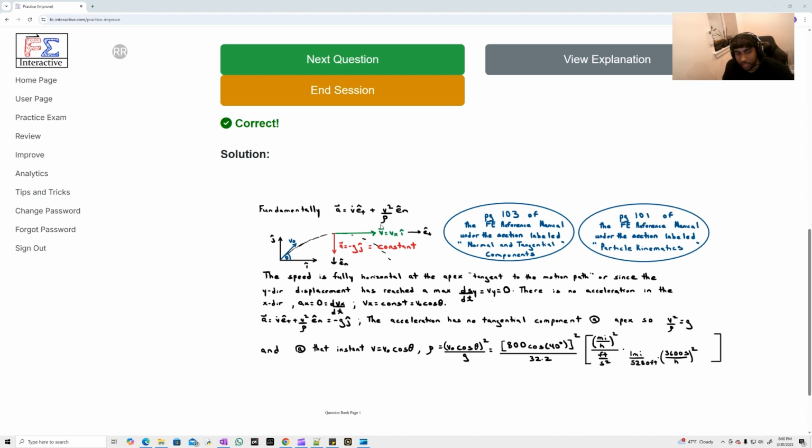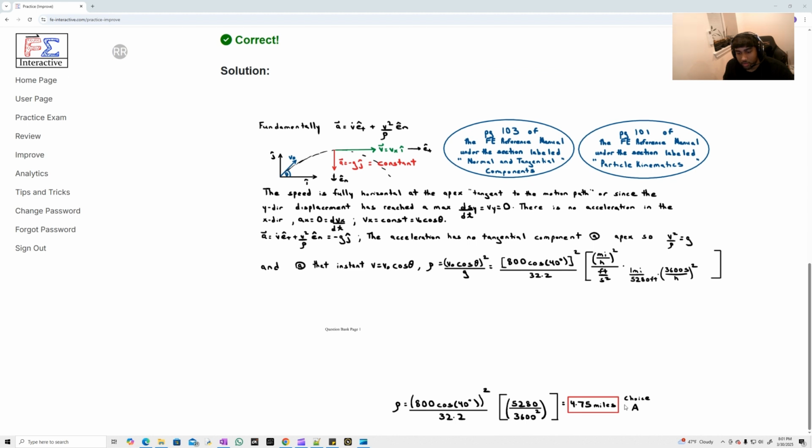we were able to realize that we could just equate gravity to that v squared over rho term. Solving for rho and solving for the speed at the top, which we knew was fully horizontal, and it was equal to v naught cosine theta, we were able to find the final answer here. The final answer of 4.75 miles, corresponding to choice A.